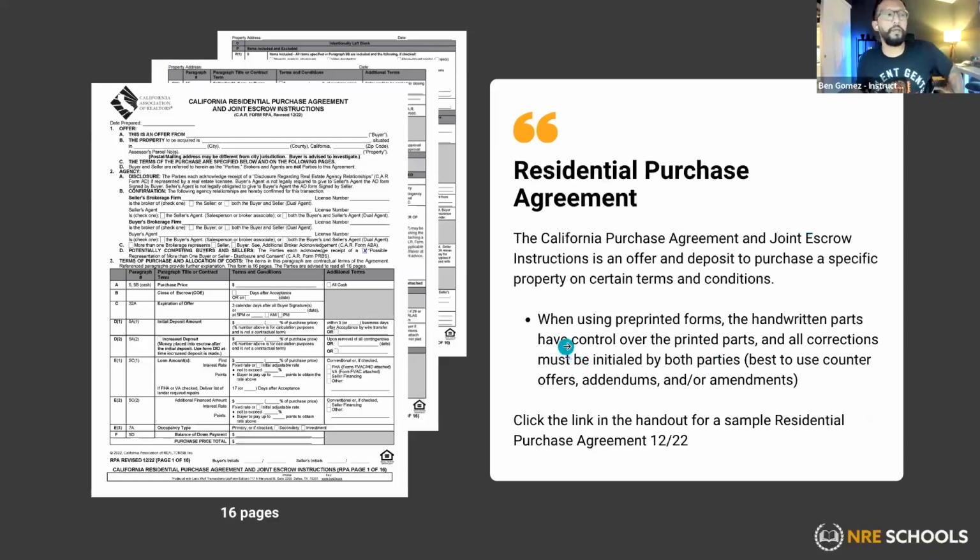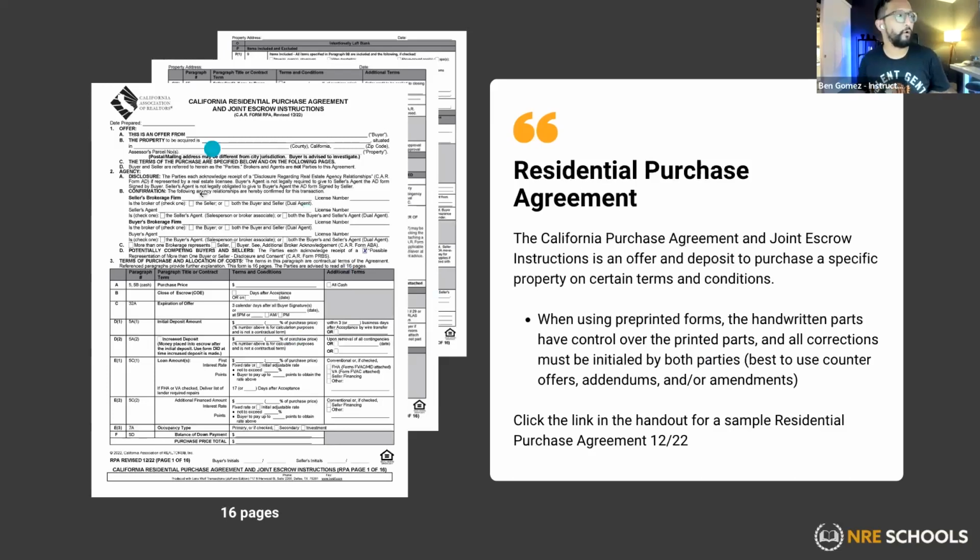What we need to know is when using pre-printed forms like this, handwritten parts will have control over the pre-printed parts, and all corrections must be initialed. Think of the checks that you write. What happens if you spell a name wrong or put in the wrong date? What do you have to do on your personal checks? Cross it out, correct it, and then initial. Same exact thing on this.